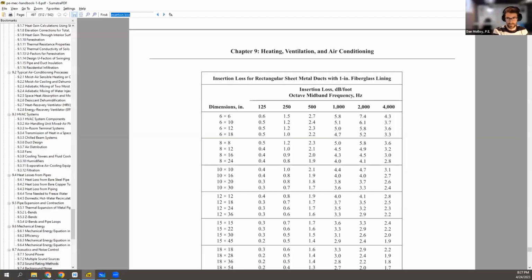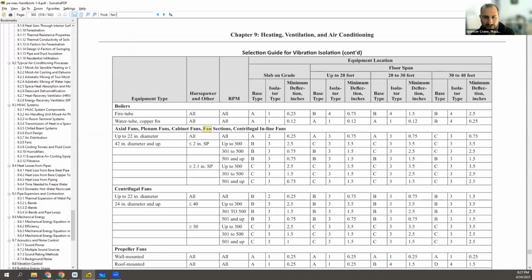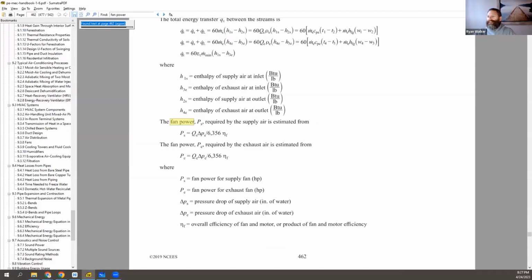Does that exist in the book? Yes, it does. I had the same question; I searched air horsepower, searched the constant number, and that constant doesn't come up in there. Like, fan power.